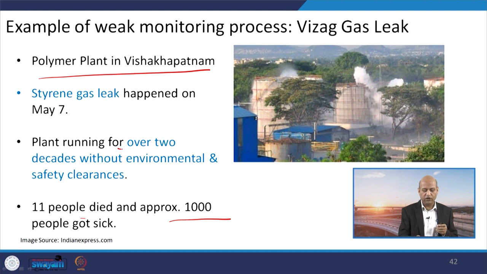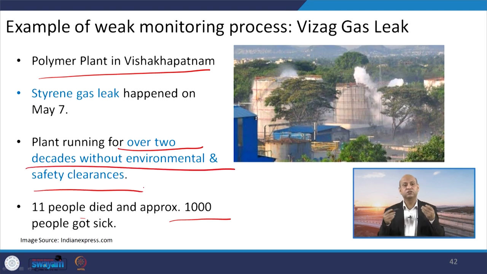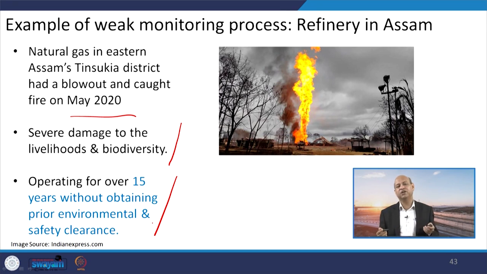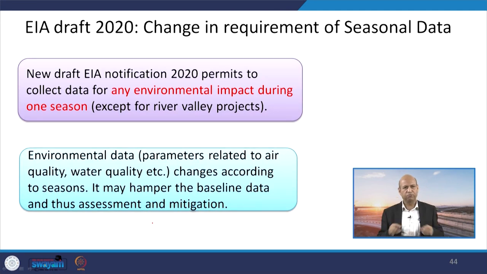And what was found was that this setup had been going on for over 2 decades without environmental and safety clearances. These are the missing gaps or negligence which should not be tolerated. If proper monitoring had been there, then auditing happens and the gaps come into knowledge so that we can address them, right? Similarly, the refinery in Assam caused severe damage to livelihoods because of a fire in May 2020, and it had been operating for 15 years without any environmental and safety clearance. Such negligence should not be tolerated, and these should be brought into the complete EIA process, so that monitoring is continuous, there is no gap, and it is made legally binding.